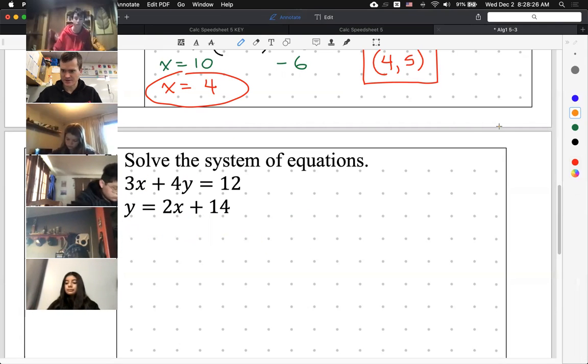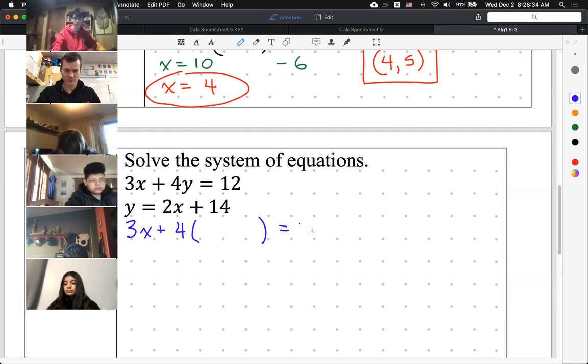So I'm doing Braden's steps again. So it was going to be now a 3x plus 4. Now the open set of parentheses is equal to 12. We rewrote our first equation. And then in the set of parentheses here, as Zeke said, since it's a y, that should be our 2x plus 14. 2x plus 14.